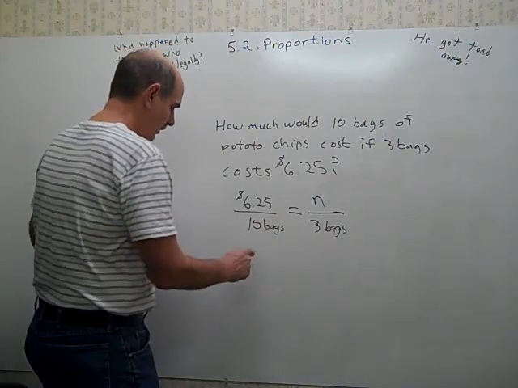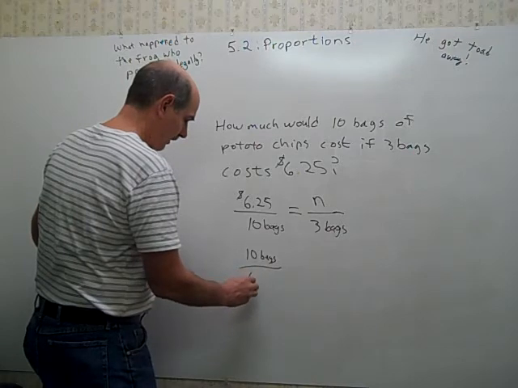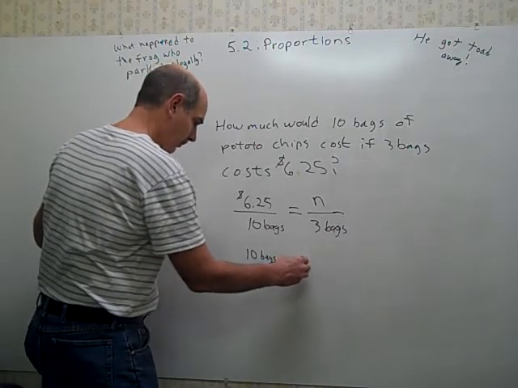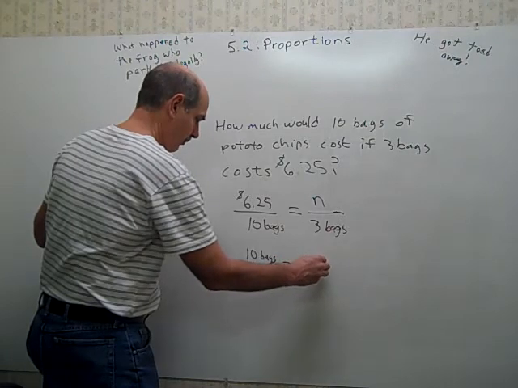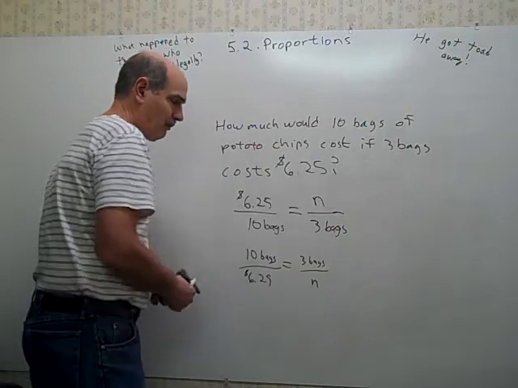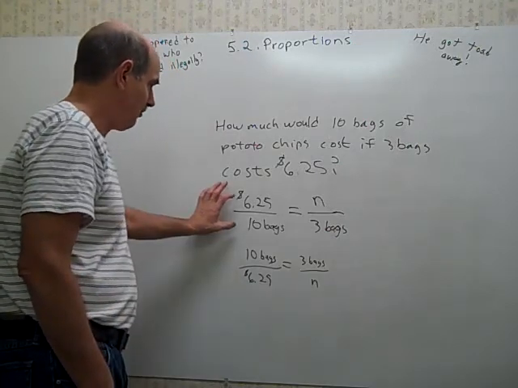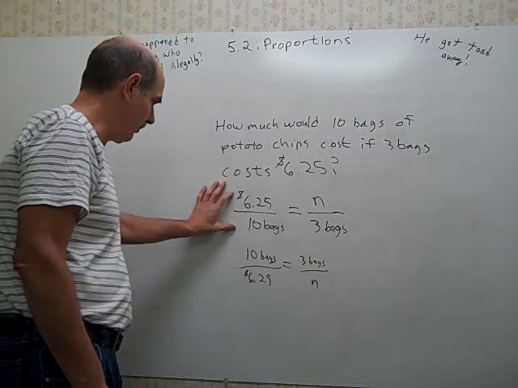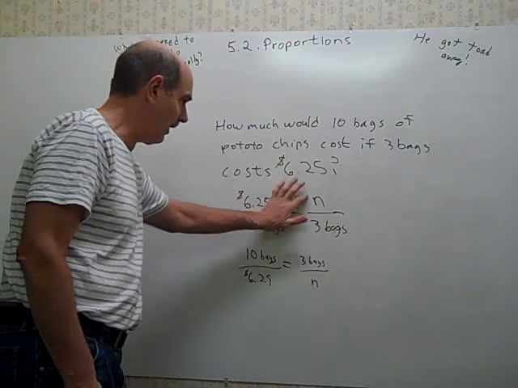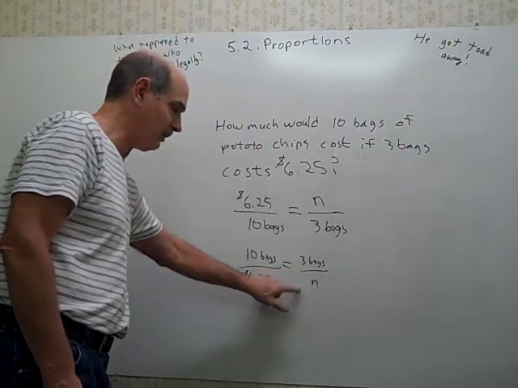There's no reason I couldn't have done 10 bags of chips for $6.25. But now I have to make sure I put 3 bags as the first number, and then whatever letter I want to use. I'll get the same answer either way I do it, but you just have to be consistent to make sure that you match up positions. So here's your ratio, actually your rate, dollars to bags. It has to be dollars to bags. If it's bags to dollars on the left, it has to be bags to dollars on the right.